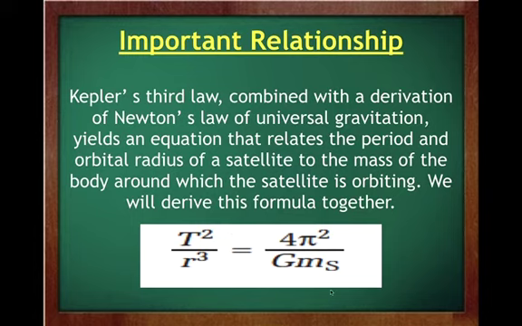Basically what this is going to give us is that we can use Kepler's third law, T squared over r cubed, which will equal 4 pi squared over G M s. In this case, Ms is the mass of the sun, because we're talking about the planets revolving around the sun. But this mass could technically be the mass of whatever object you're orbiting around, and this would just be a different constant if you're, say, the moon revolving around Earth. So let's take a look at what that derivation is going to look like.